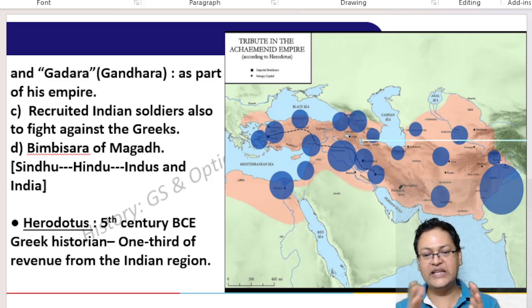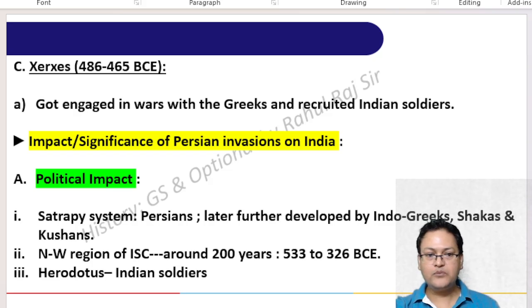Later on, the Greeks would further develop this satrapy system, and then Shakas and Kushanas also. So please remember, who introduced the satrapy system for the first time in India? Persians, and then it was further developed by Greeks, Shakas and Kushanas. So let's move ahead. This is all you need to know about Darius.